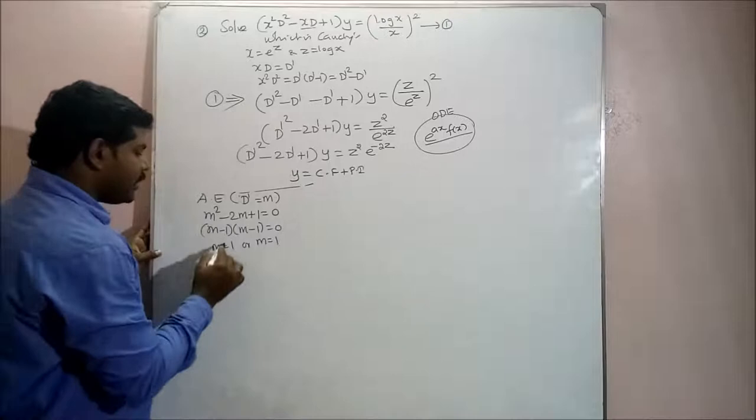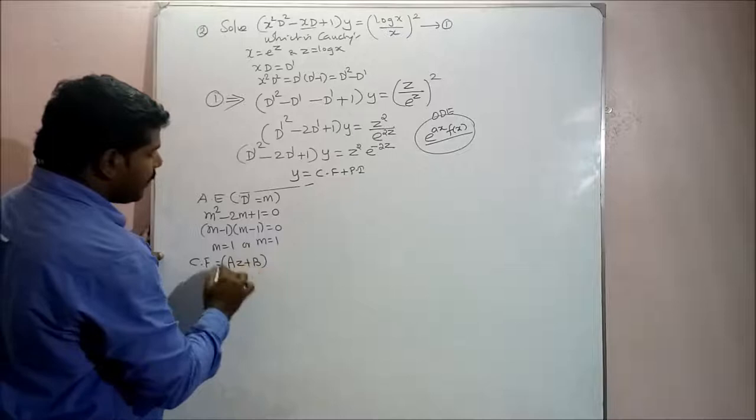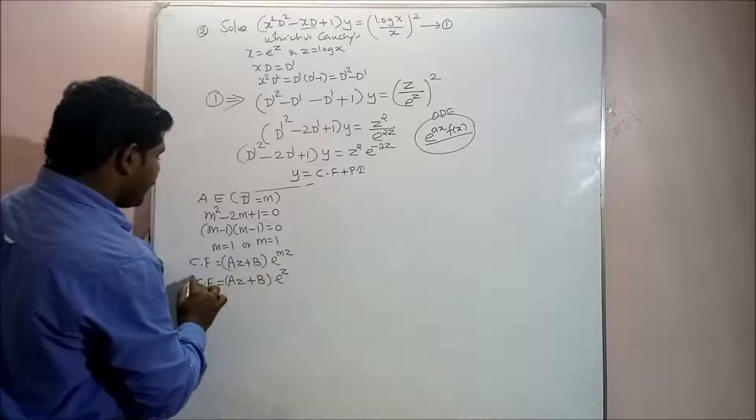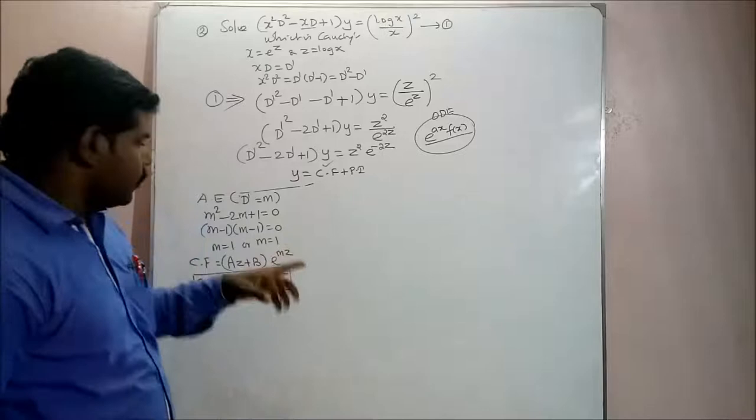(a z plus b) into e power m z, that is equal to (a z plus b) into e power 1 z, and e power 1 z is e power z. So this is the complementary function. Our solution has the complementary function as well as the particular integral. The complementary function is over. Next, our aim is to find the particular integral.